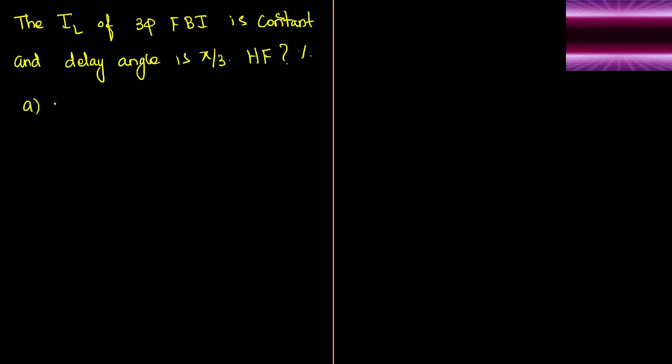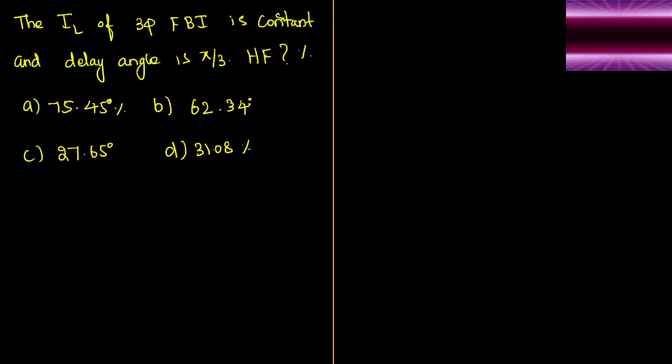Option A is 75.45, Option B is 62.34, Option C is 27.65, Option D is 31.08 percentage. Sorry, my mind is still going with the pulse width modulation technique. Harmonic factor we should express in percentage, sorry guys, not in degree.